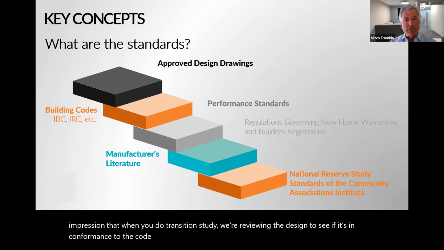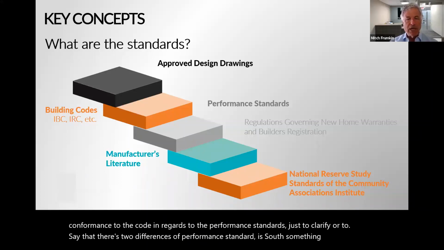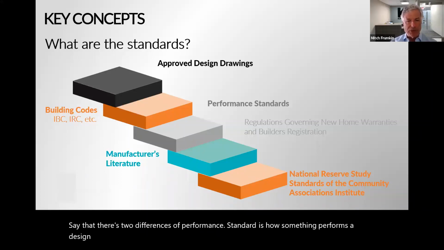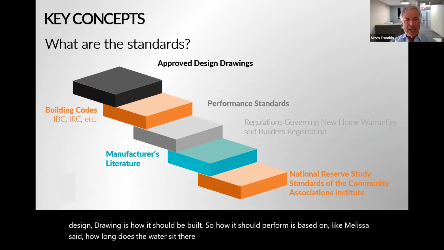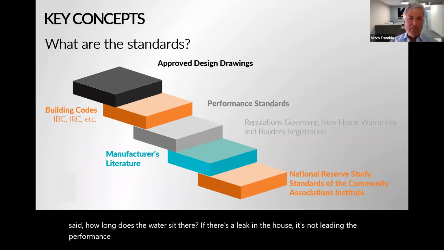In regards to the performance standards, just to clarify, there's two differences. A performance standard is how something performs. A design drawing is how it should be built. So how it should perform is based on, like Melissa said, how long does the water sit there? If there's a leak in the house, it's not meeting the performance, and it may not be performing even if it's built the way the drawings show. So there's two separate things.